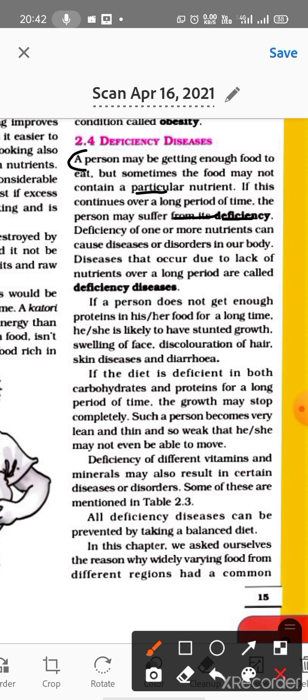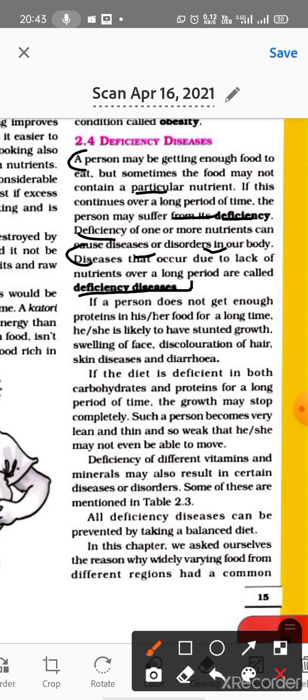Deficiency. Deficiency of one or more nutrients can cause diseases or disorders in our body. If one or more nutrients are not reaching our body, it can cause diseases or disorders in our body. Diseases that occur due to lack of nutrients over a long period are called deficiency diseases.